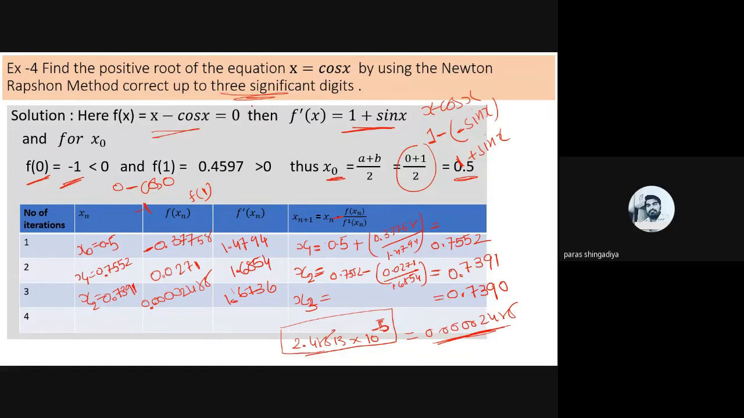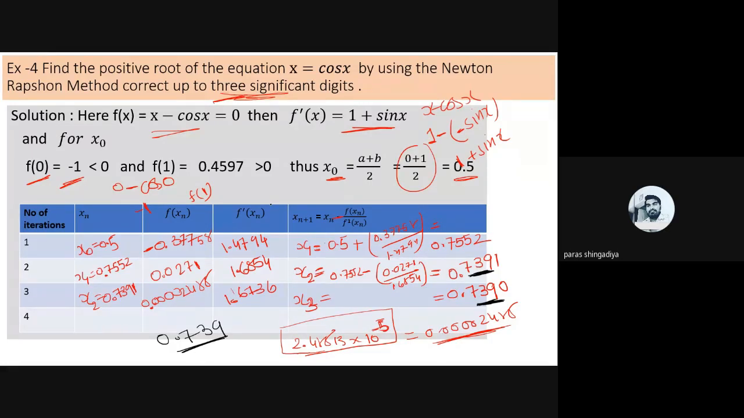So we need the answer correct up to 3 significant digits. So check x2 and x3. In x2 we have 0.739, that is 3 digits after the decimal. And in x3 we also have 0.739, 3 digits after the decimal. They are matched. So that is our required answer, 0.739, because this is repeated up to 3 significant digits, 3 decimal places.